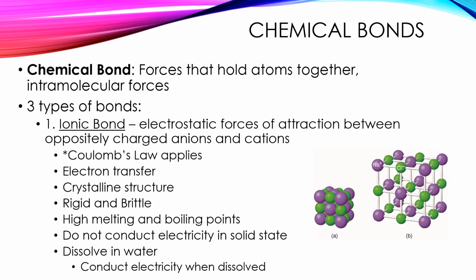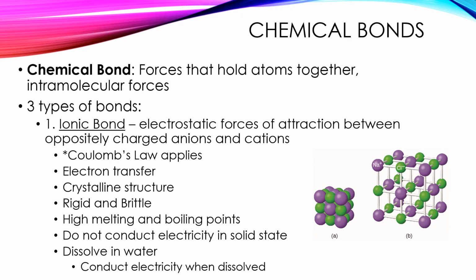So that leads us into our three types of chemical bonds. Chemical bonds are forces that hold atoms together. So that's what we're going to call intramolecular forces. We'll get into intermolecular forces next unit. But intra meaning within. So chemical bonds are between atoms. And we have three types. The first is an ionic bond. Ionic bonds are the force of attraction between oppositely charged anions and cations.